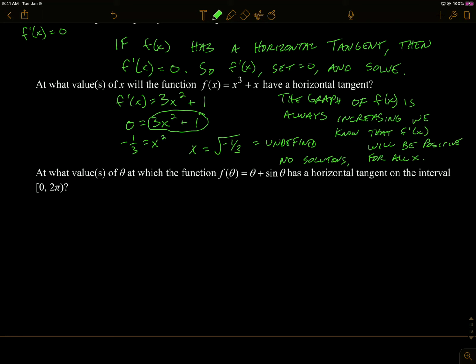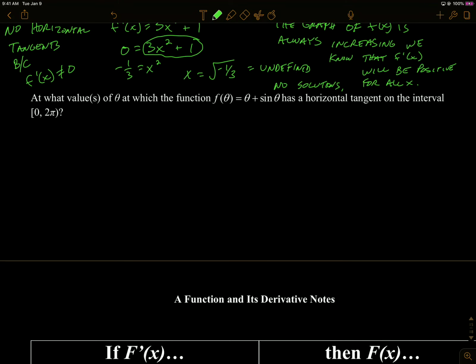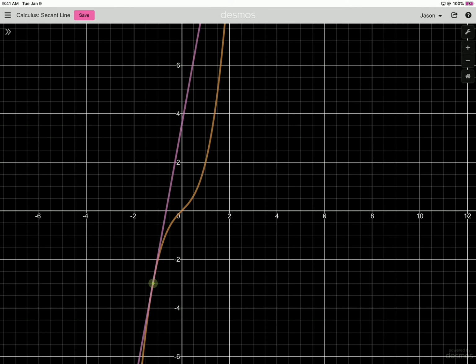To answer the question, you would say no horizontal tangents because f prime of x never equals 0. That's how I'd answer that question. All right, let's move on to the next one. Oh, I wanted to show you what that looks like. So this is the graph. I put it in. The orange is the graph, and here's my tangent lines as I go along the curve. See, it never gets horizontal. It starts to bend back here, but doesn't bend enough. The graph keeps increasing the whole time, as we said before.